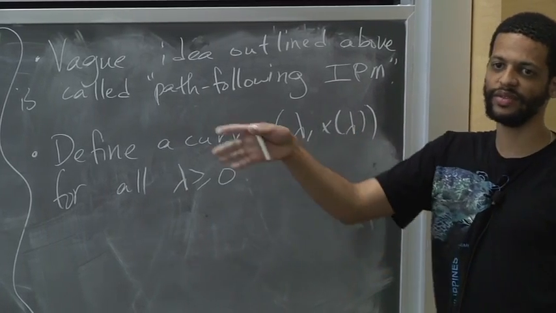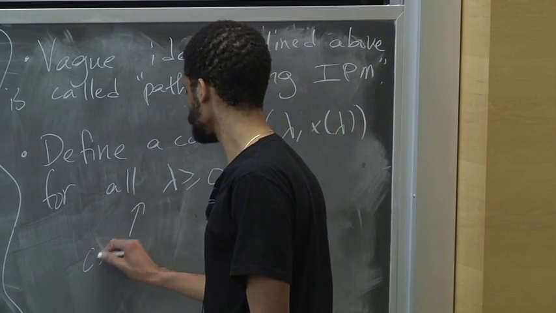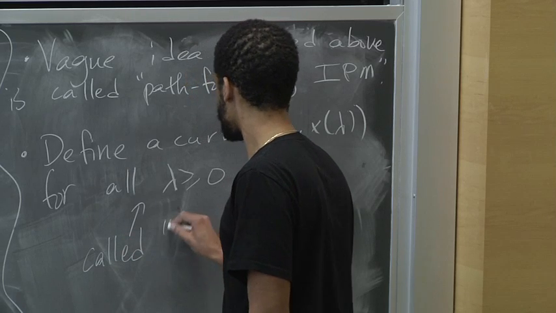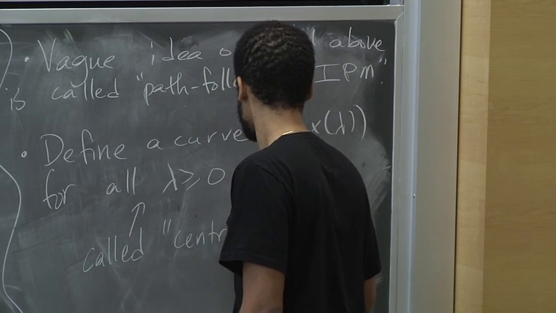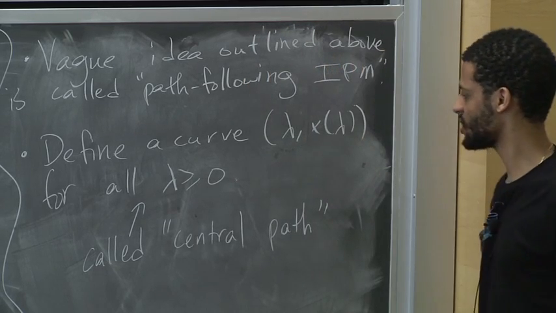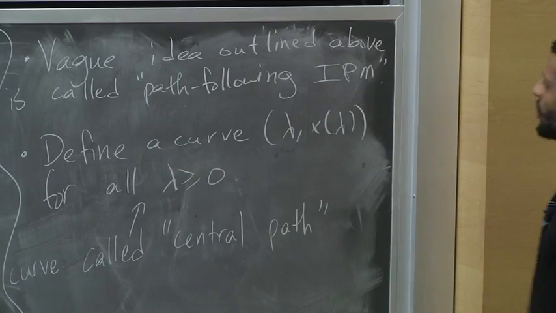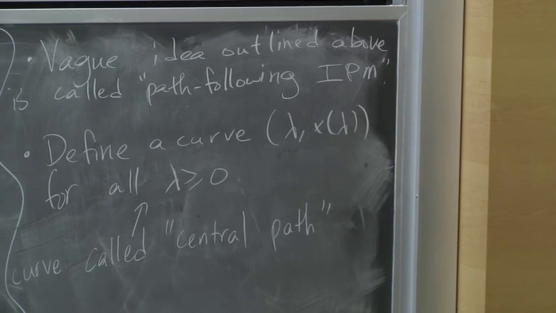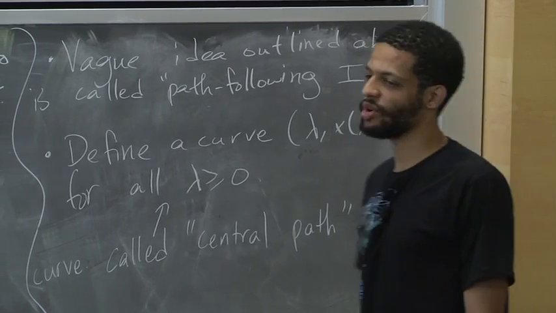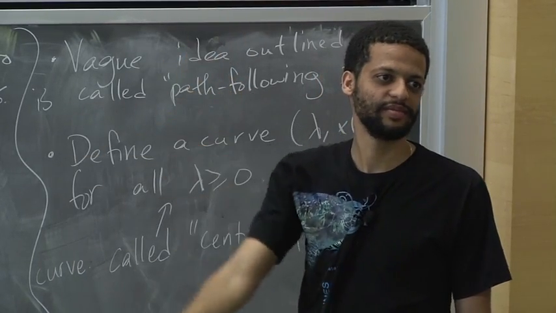Okay. And this curve is called the central path. Okay, this curve. And what path following interior point methods try to do is they try to start somewhere at the beginning of this curve, and then they try and follow the curve. Okay?